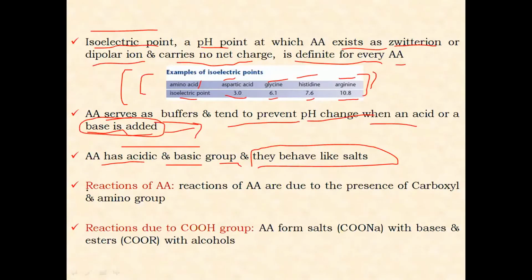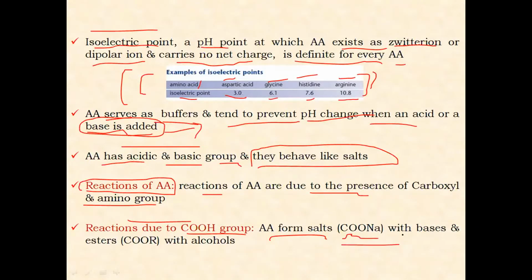The next important topic is reactions of amino acids. The reactions of amino acids are due to the presence of carboxylic and amino groups. First one is reaction due to the carboxylic group. And this amino acid forms salts.